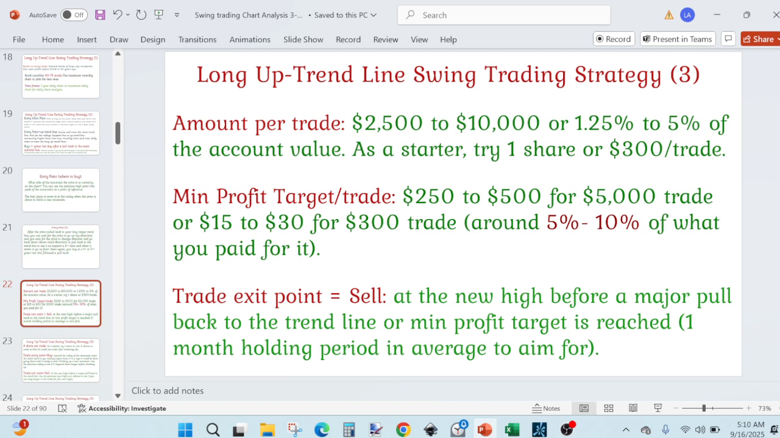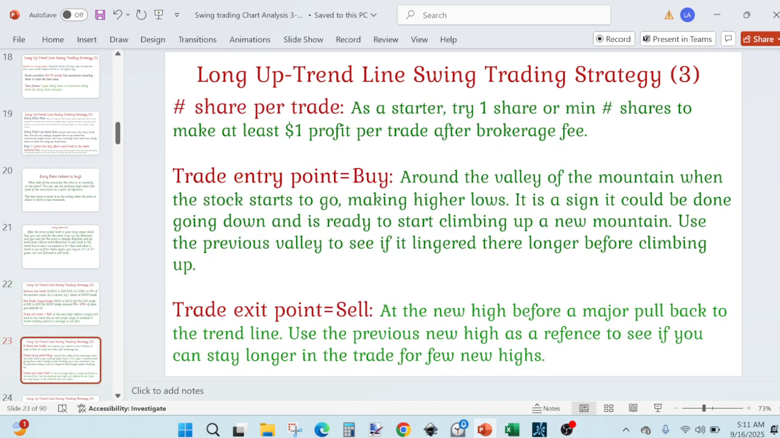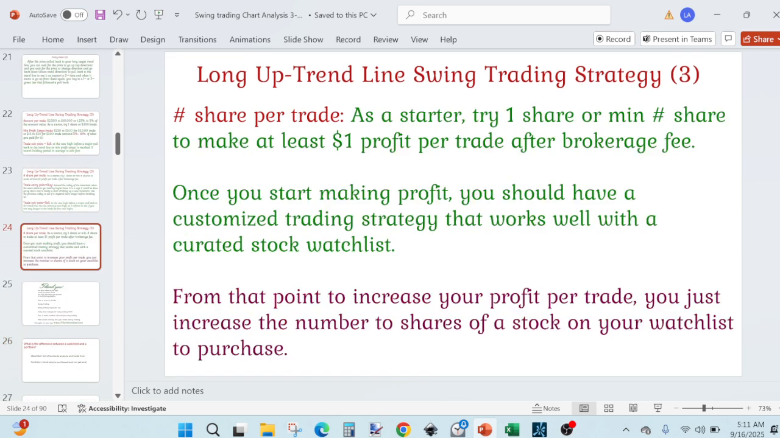You don't change the strategy. You don't become more risky. You just increase the number of shares you buy. If one share of a particular stock gives you $1 profit, you know that to make $2 profit, you just buy 2 shares. So you start small, whatever the minimum price to buy 1 share is. And once you are comfortable with the strategy and the stocks you are trading, to increase your profit you just increase the number of shares you are purchasing. That is the strategy that I'm using, and that is what I'm recommending.